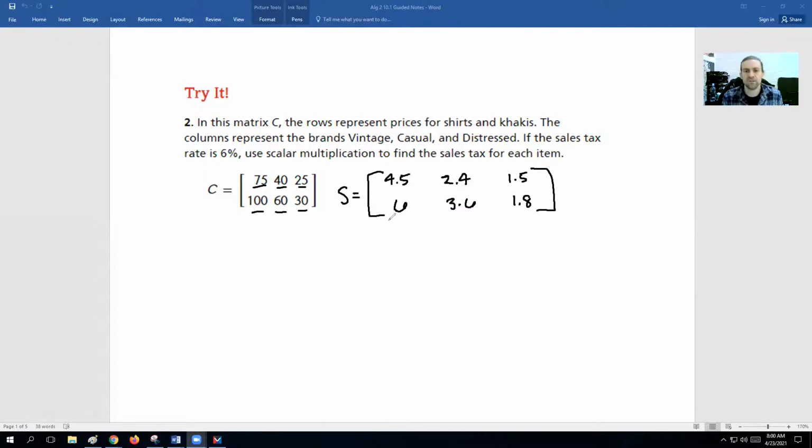And there we go. We have a new matrix C where the elements represent the change of each element that it corresponds to. Pretty easy, pretty simple.